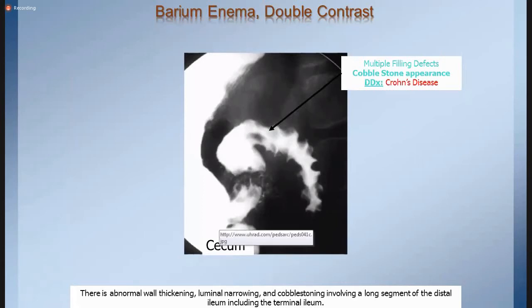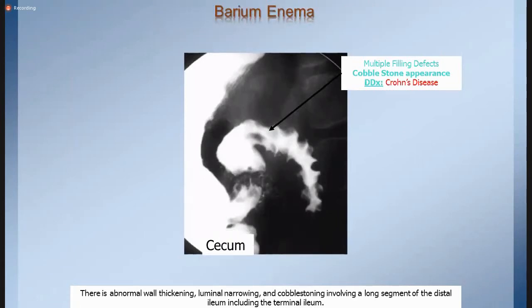So moving towards another example, this is also barium enema examination, single contrast study, demonstrating this is cecum, this is ileocecal junction, this is terminal ileum. This terminal ileum is demonstrating multiple filling defects, giving cobblestoning appearance, which is also seen in inflammatory bowel disease like Crohn's disease.